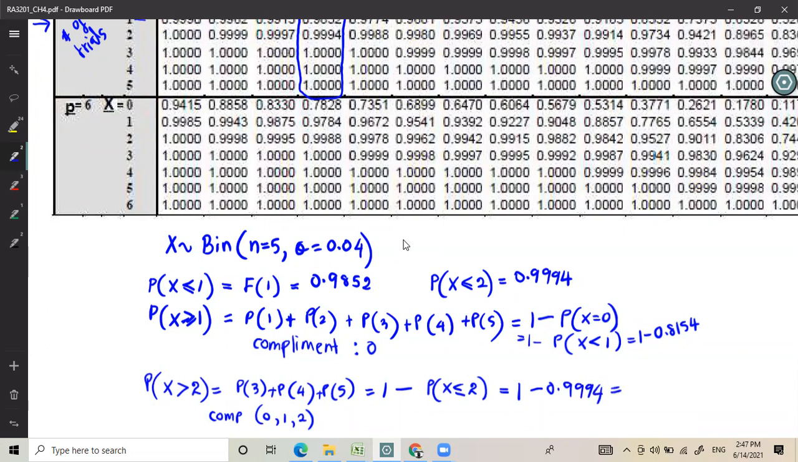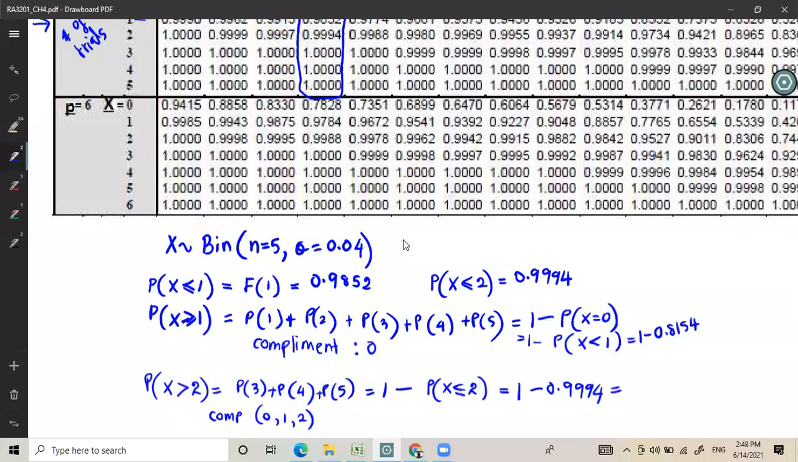Is this clear to all of you? How to use the complement? Be careful with the equal sign. Here you have the equal sign, P(X greater than or equal to 1). Here you don't. Greater than 2 means 2 is not included, so 3, 4, and 5. The complement is 0, 1, and 2. The other way to write 0, 1, and 2 is X less than or equal to 2.